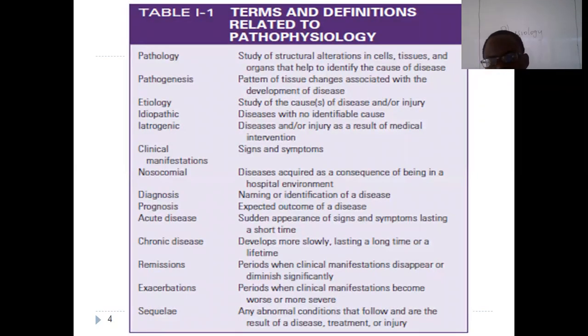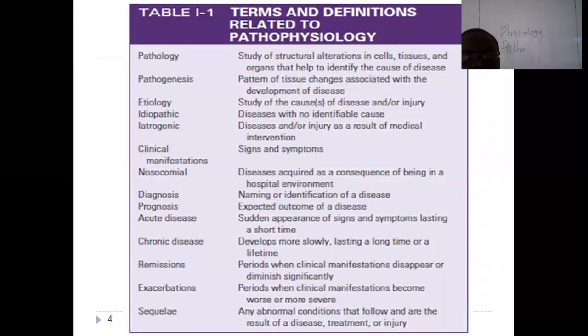Now, these are the terms that you will find that are related to what we are studying. First of all, pathology, which we have defined already, and things like pathogenesis, etiology, which is basically the study of cause of disease, things like idiopathic, things like iatrogenic, clinical manifestations. All these terms you are going to come across as we discuss this pathophysiology throughout this semester.